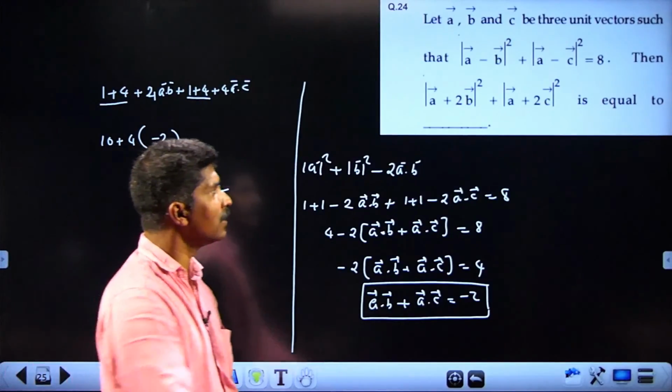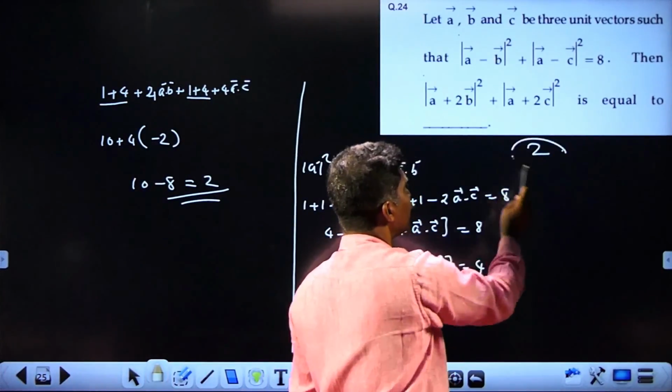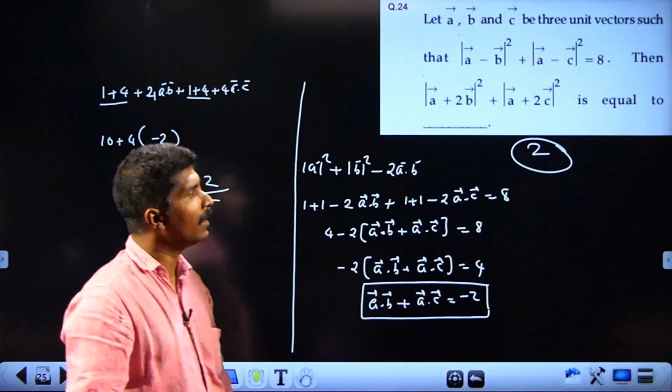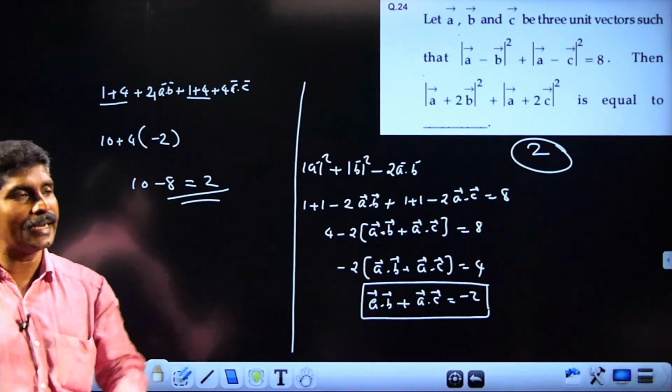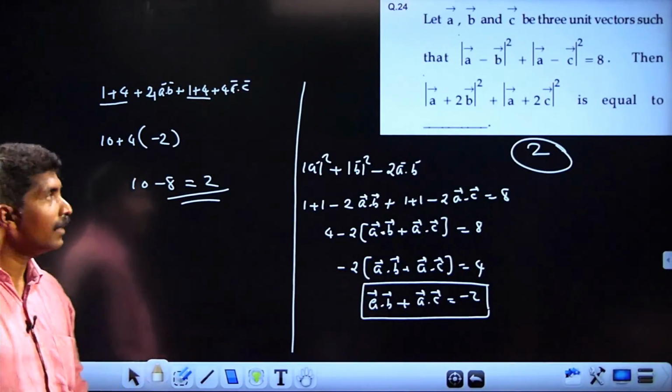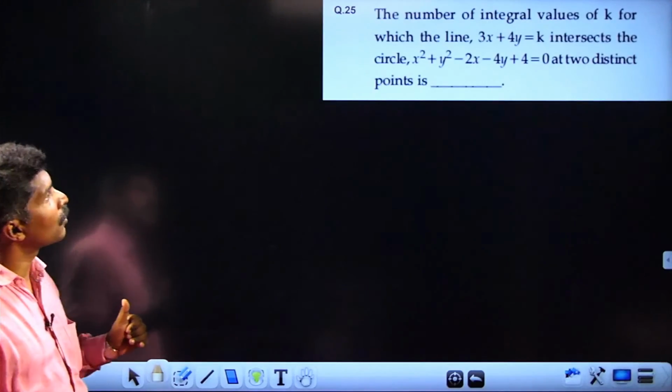So, the correct answer will be 2. So, again a very simple problem. If you know the expansion, all these things, it is a direct NCERT result also. Okay. So, we shall go to the last question.